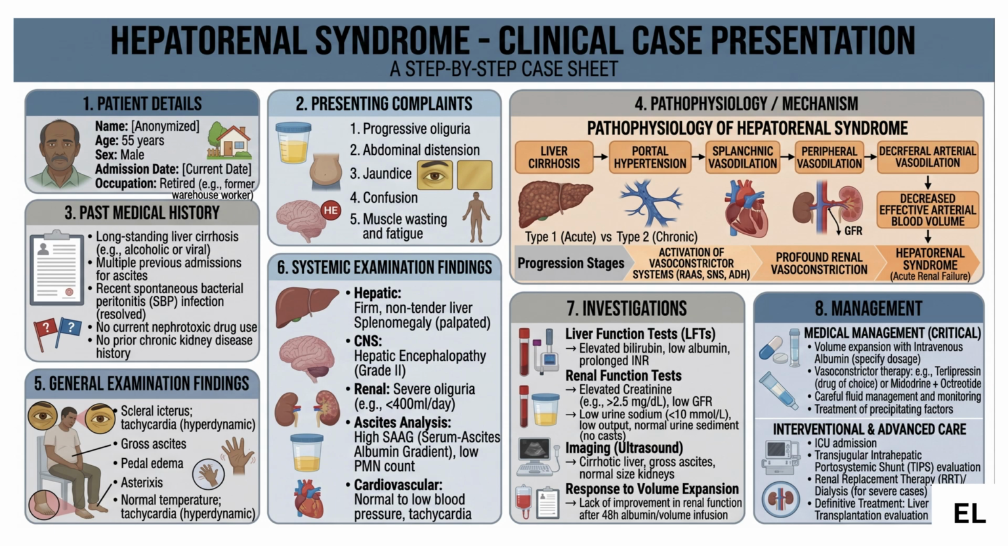Renal findings include severe oliguria, often less than 400 milliliters per day. Ascitic fluid analysis demonstrates a high serum ascites albumin gradient, commonly called high SAAG ascites, which is characteristic of portal hypertension. Importantly, the polymorphonuclear cell count may be low if active infection has resolved. Cardiovascular examination may reveal low normal blood pressure and tachycardia because of systemic vasodilation and reduced effective arterial circulation.